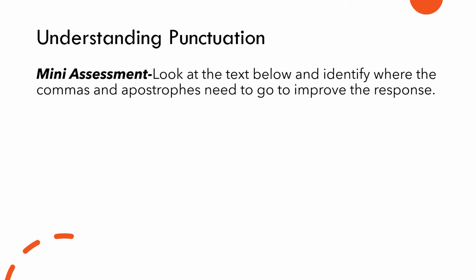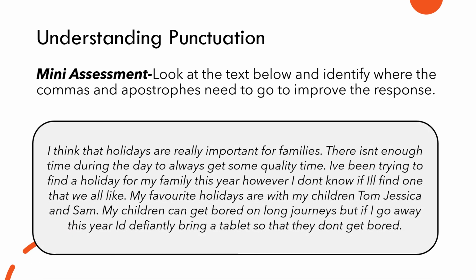Now that you've had an understanding of two of the key areas of punctuation, look at the text below and identify where the commas and apostrophes need to go in order to improve the response. If you'd like to pause this now and go through it in your own time, you're more than welcome to do so. I'm now going to read through the example, and in the next slide we're going to go through some of the answers.